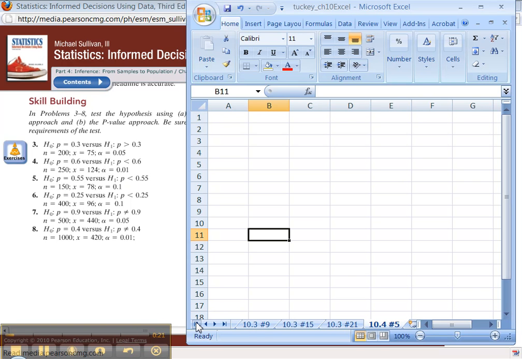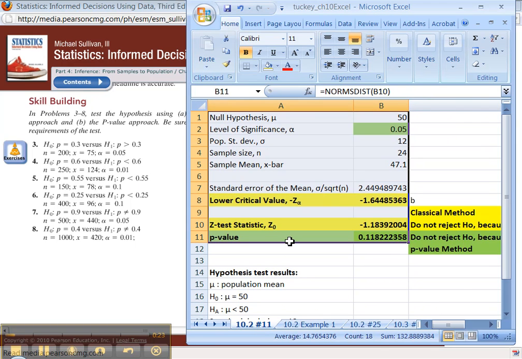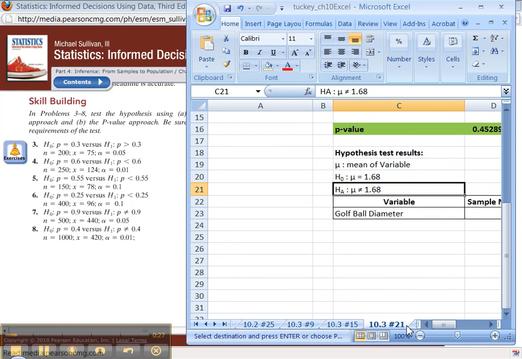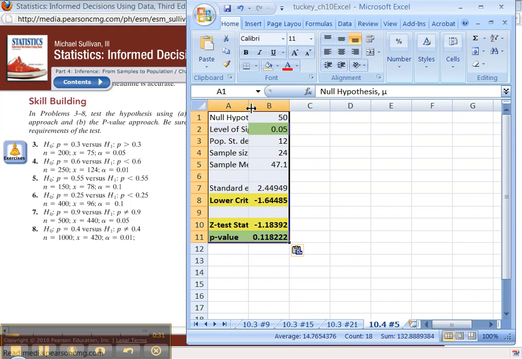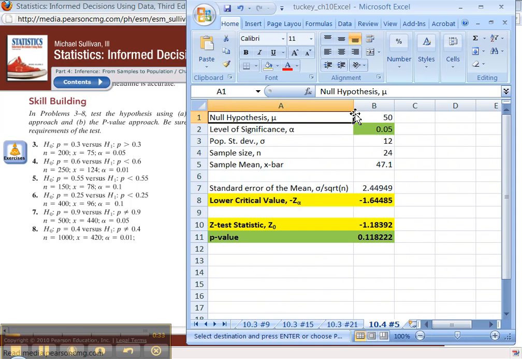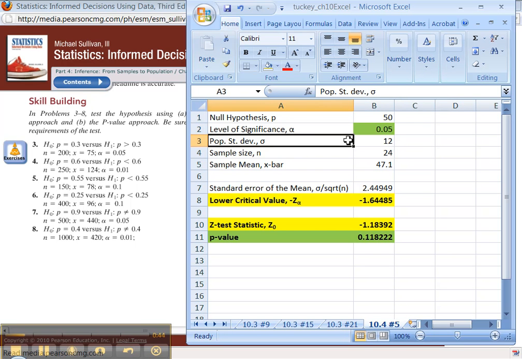So I'm going to go over here and copy my first left-tailed test. Why not? I'll use it as the basis of what I'm doing and then I'll change things. Or you could just type it all, that's no big deal. All right, so the null hypothesis we're dealing with is a p now, not mu. Level of significance is alpha. Population standard deviation, that's not given to us in this case.